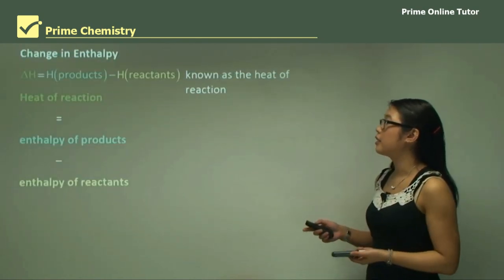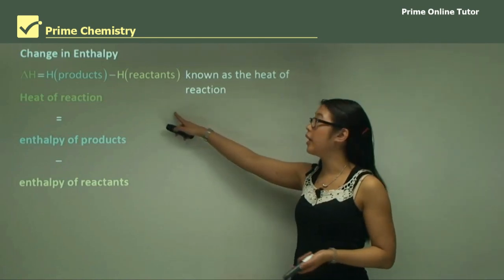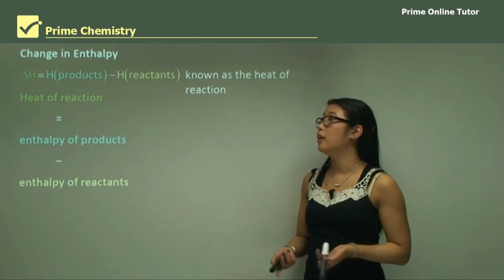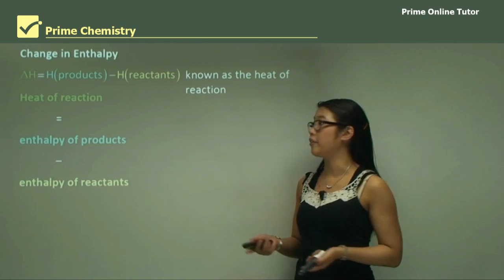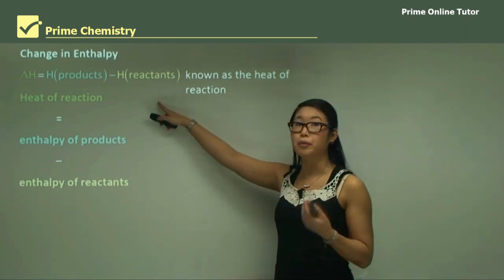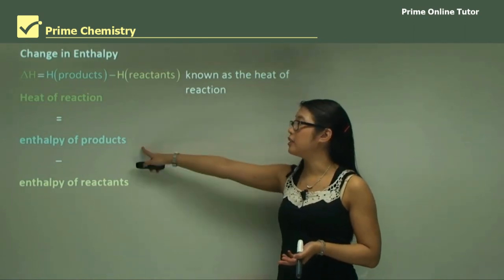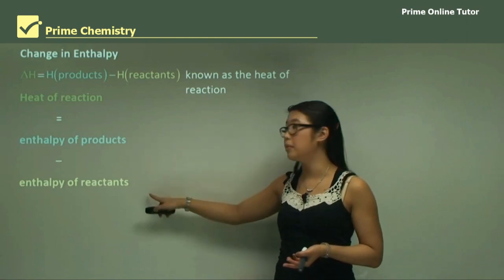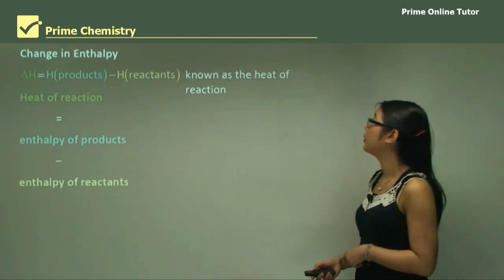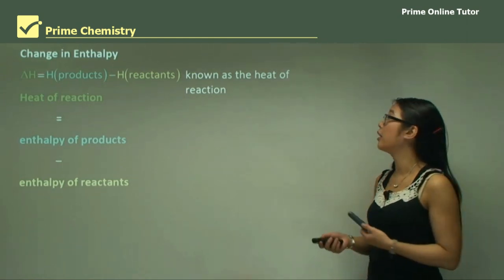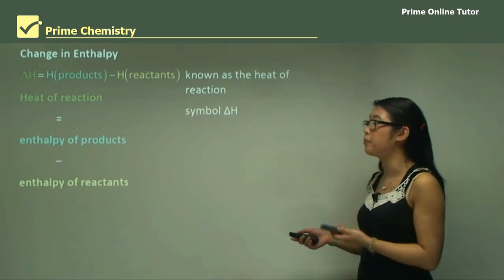So delta H is really the heat of reaction, and it's equal to the heat of the products minus the heat of the reactants. So the enthalpy H. So the heat of reaction is equal to the enthalpy of the products minus the enthalpy of the reactants. So it's also known as the heat of reaction, and it's denoted by delta H.